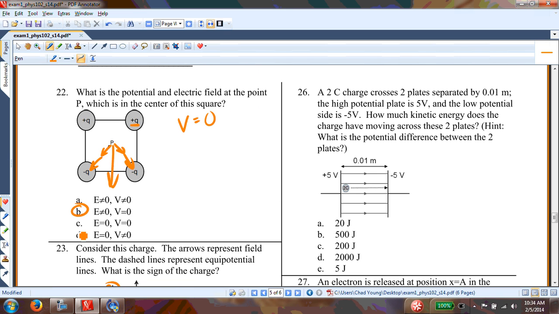All right, a 2 coulomb charge crosses 2 plates separated by this distance. The high potential plate is 5 volts. The low potential plate is minus 5 volts. How much kinetic energy does the charge have moving across these 2 plates?